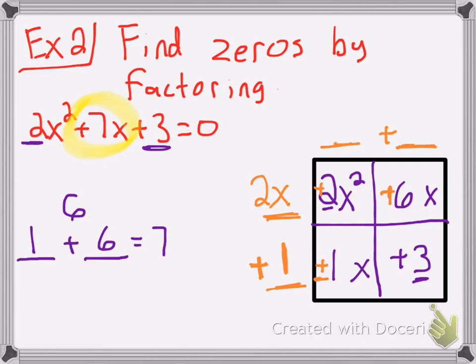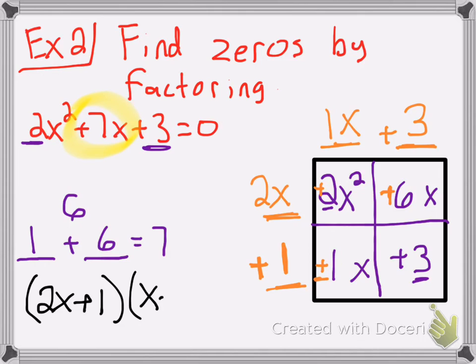Now let's factor by columns. This first column, what do they have in common? x and 1. Last column, the greatest common factor of 6 and 3, well, that'd be 3. Alright, so in the end, my answer is going to be 2x plus 1, parentheses, x plus 3.